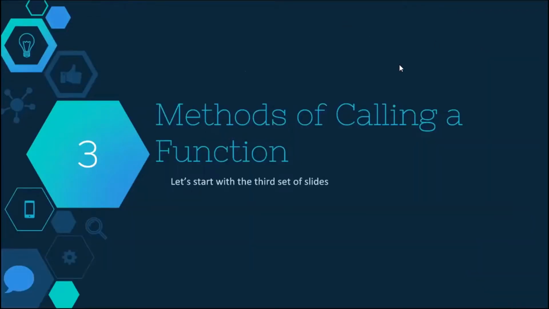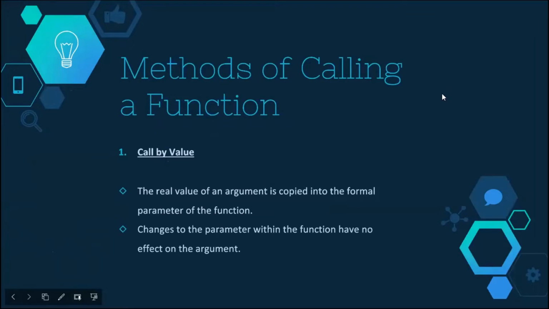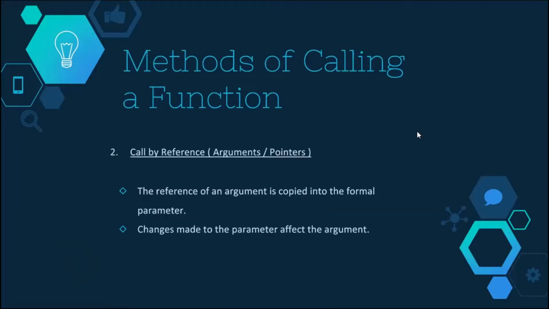Next, we have the methods of calling a function. There are 2 methods of calling a function. The first is call by value. The real value of an argument is copied into the formal parameter of the function. Changes to the parameter within the function have no effect on the argument. The next method is call by reference. The reference of an argument is copied into the formal parameter. Changes made to the parameter affect the argument.